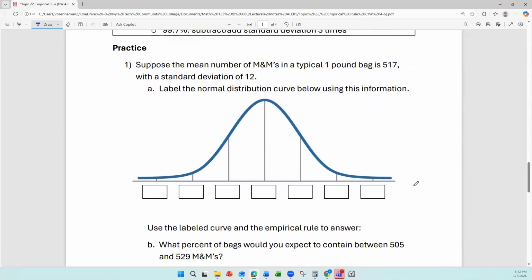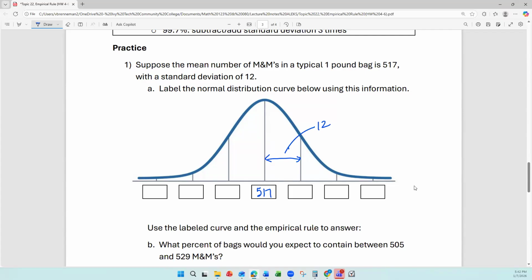So looking at the practice problems then, number 1: the mean number of M&Ms in a typical 1-pound bag is 517, standard deviation of 12. Then we can label a normal distribution curve. Always the mean value is going to go here in the middle. This middle line is the highest point, the middle value. That's the mean for a normal distribution. So that goes there. And then each of these vertical lines, what we're doing here is counting by the standard deviation. We're treating that standard deviation as the distance between these vertical lines.